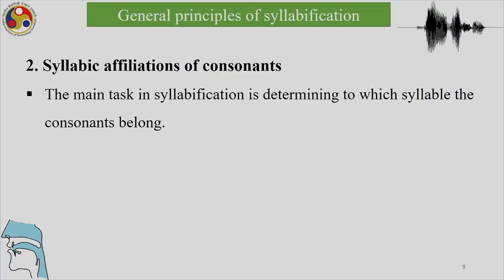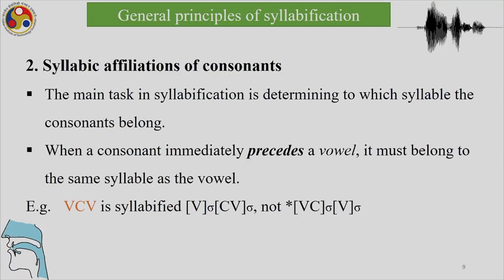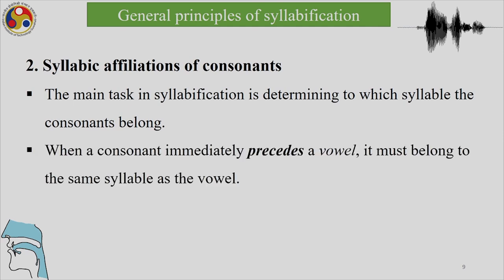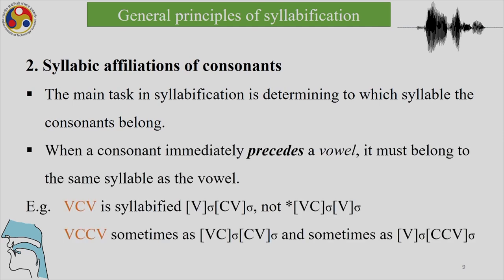Syllabic affiliations of consonants. The main task in syllabification is determining to which syllable the consonants belong. And when a consonant immediately precedes a vowel, it must belong to the same syllable as the vowel. So we have examples like VCV is syllabified as V-CV, not as VC-V. So this is fine and this is not so good.